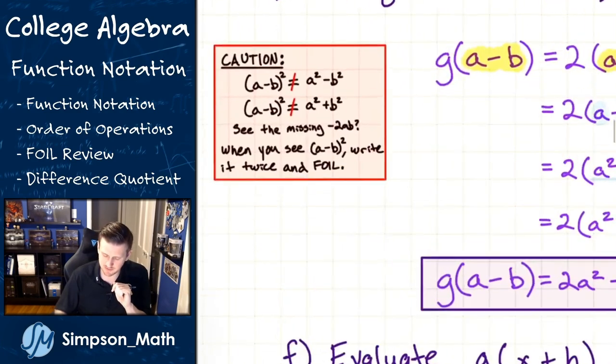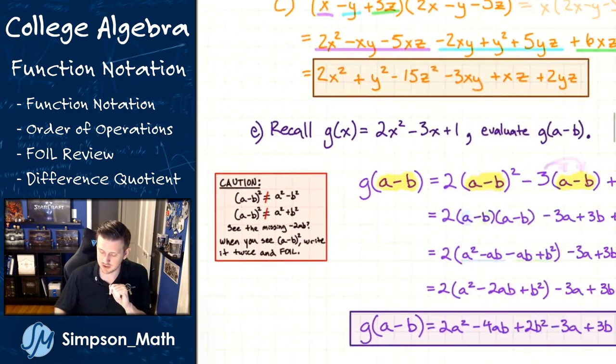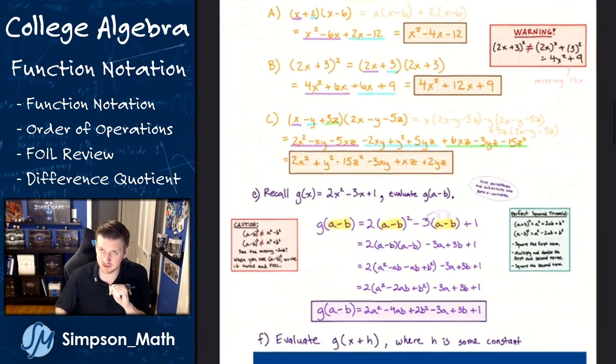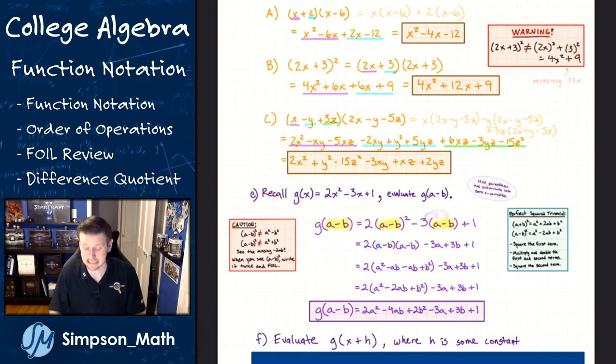So remember again, you cannot just square the items. That is a big old fail. We cannot do that. You have to write it twice and foil. Notice on this same page of notes, I have two sets of warnings about the same error. Do you think this is a big deal? It is. Make sure that we're good about those distributions.